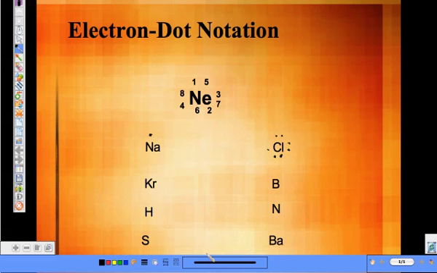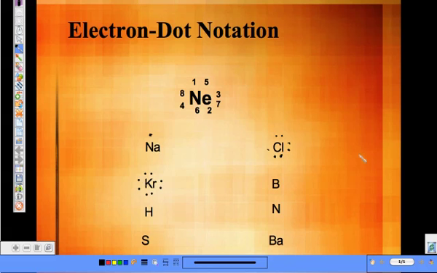Is this the fourth energy level right here? That's the third energy level, so we don't count those. So you just have 1, 2, 3, 4, 5, 6, 7, 8. So it has a full octet. We still should be in the habit of just filling 1, 2, 3, 4, 5, 6, 7, 8.